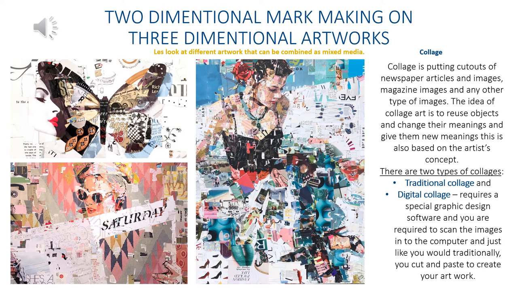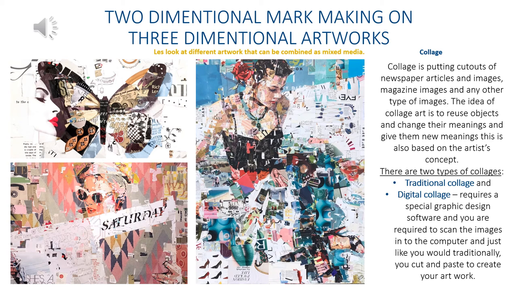In digital collage, you use image editing or graphic design software like Photoshop, and then you can cut out and scan your images. It's almost the same process as the traditional collage, but it takes place on the computer, and it gives you more options. You can add a digital image, download images from the computer, the internet, or your camera, however way. So I feel it's more flexible. You have unlimited images that you can use.